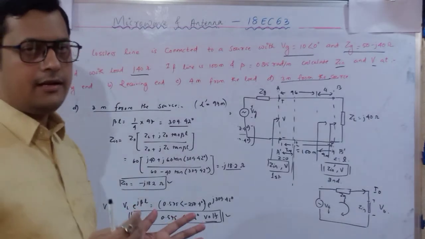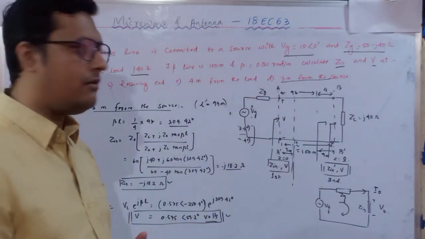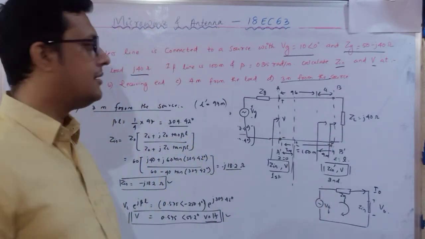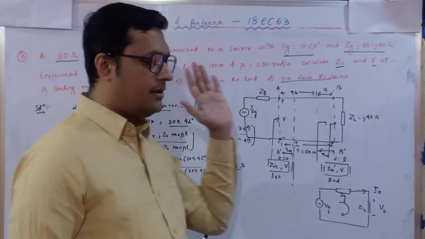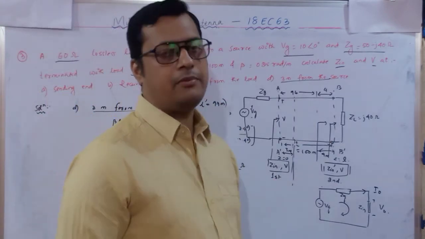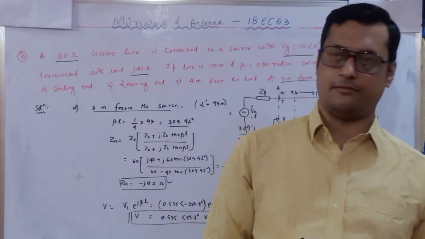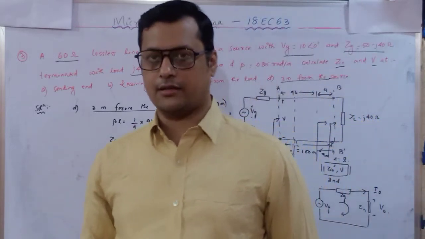Now when you are calculating this potential and input impedance, you always have to see from the load end what distance is covered. Okay. So this is the relation of input impedance and the potential with respect to the positions. We will take one more question.